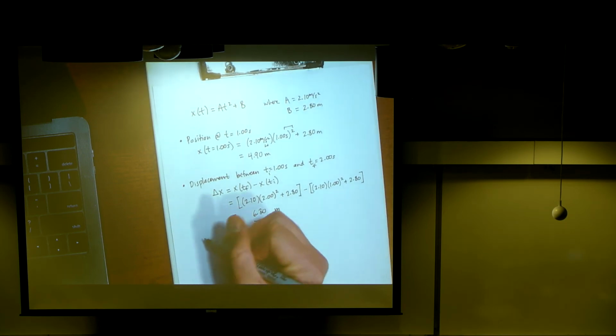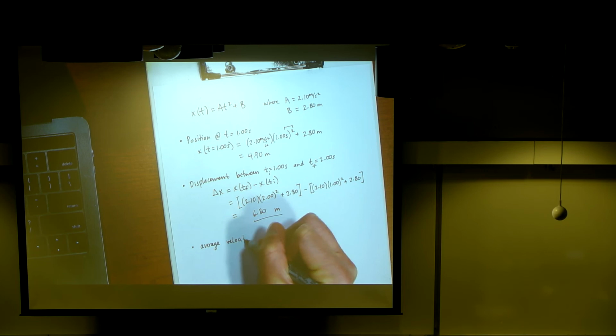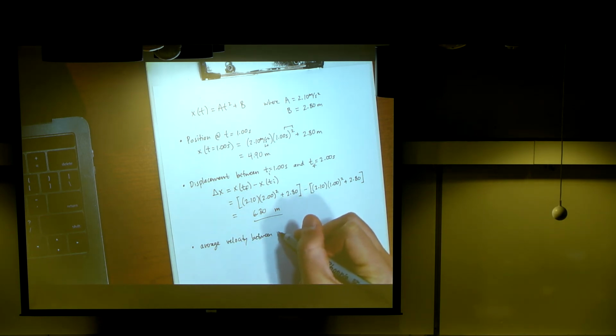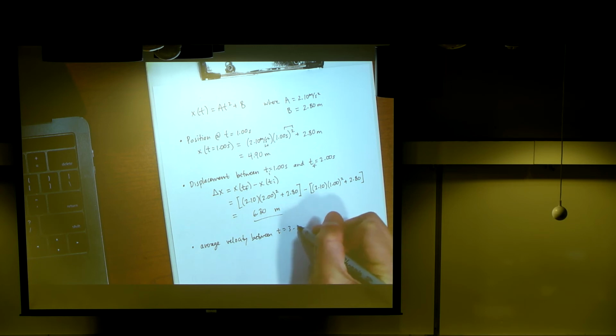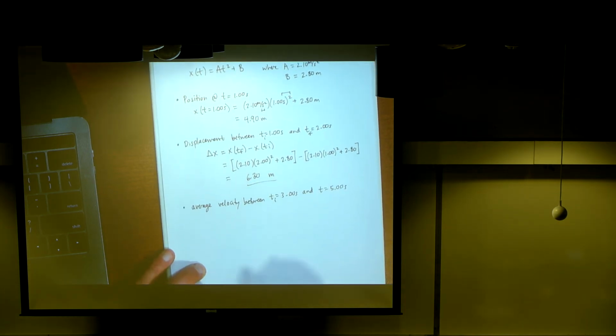Okay, next, let's do the last calculation, which is average velocity between t equals 3 seconds and t equals 5 seconds. And again, we're going to take 3 seconds to be t initial, 5 seconds to be t final. That's how you want to think about it.